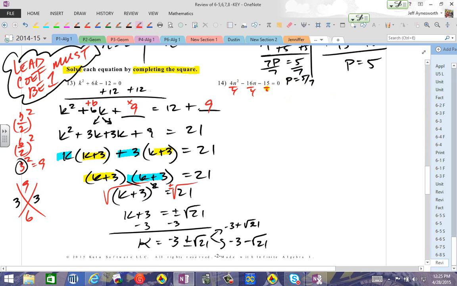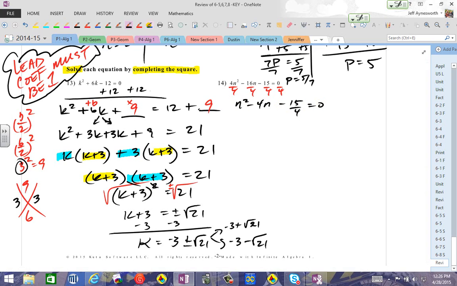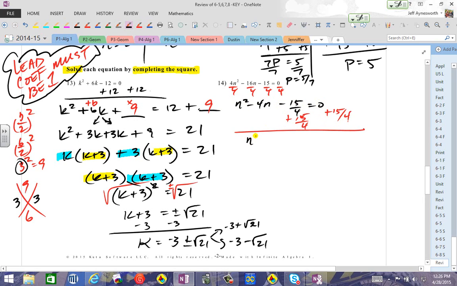So you get n squared minus 4n minus 15/4 equals 0. And don't freak out with a fraction, just go with the flow. We're going to add 15/4 on both sides. We get n squared minus 4n plus blank is equal to 15/4 plus blank. Now the time is to complete the square, so we're going to take your negative 4, your middle coefficient, your b divided by 2 squared. We're going to take your negative 4, divide that by 2 and square it. We get negative 2 squared, or 4. So I need to add 4 to both sides.